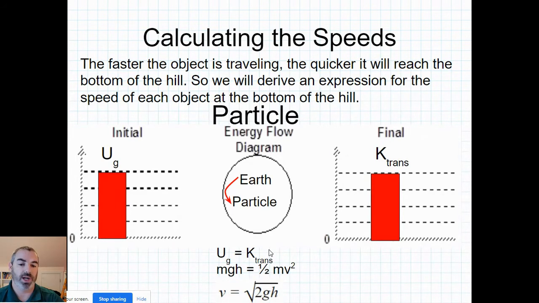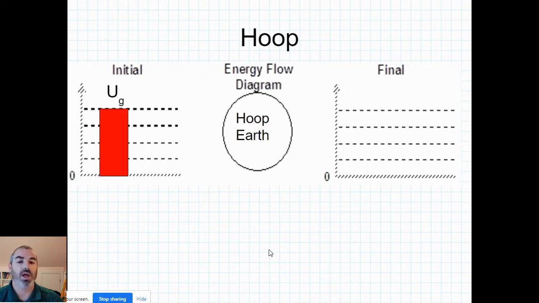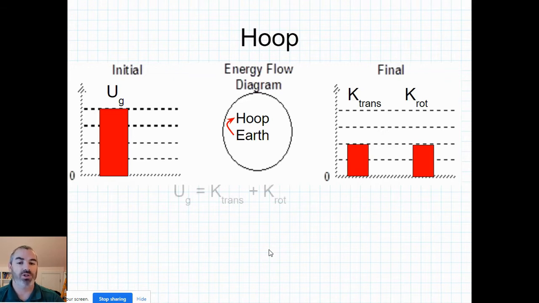We solve for v, and we get the square root of 2gh. Looking at the hoop now, we have the hoop and the Earth as the system. It has the same gravitational energy. The hoop gets its energy from the Earth, but this time the hoop also is rotating along with moving translationally. So it has translational energy and rotational kinetic energy that have to total up to equal the gravitational energy. So U_G equals K translational plus K rotational.